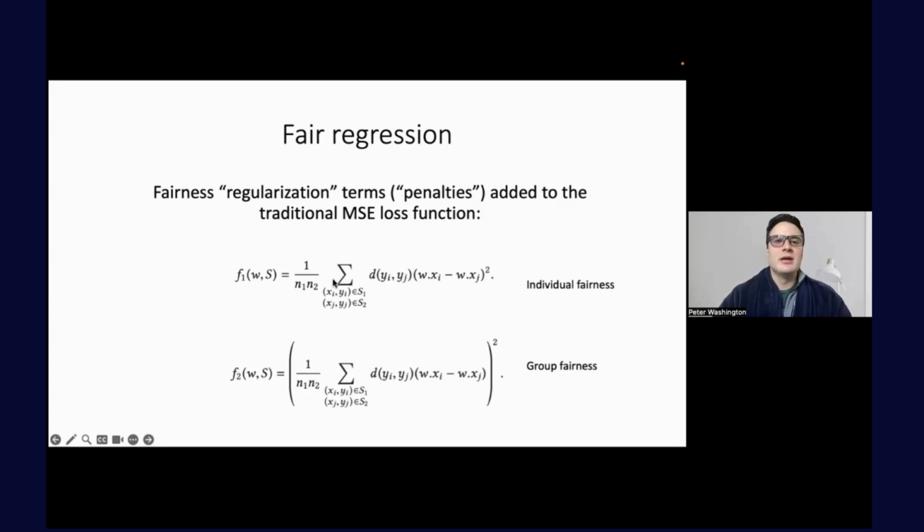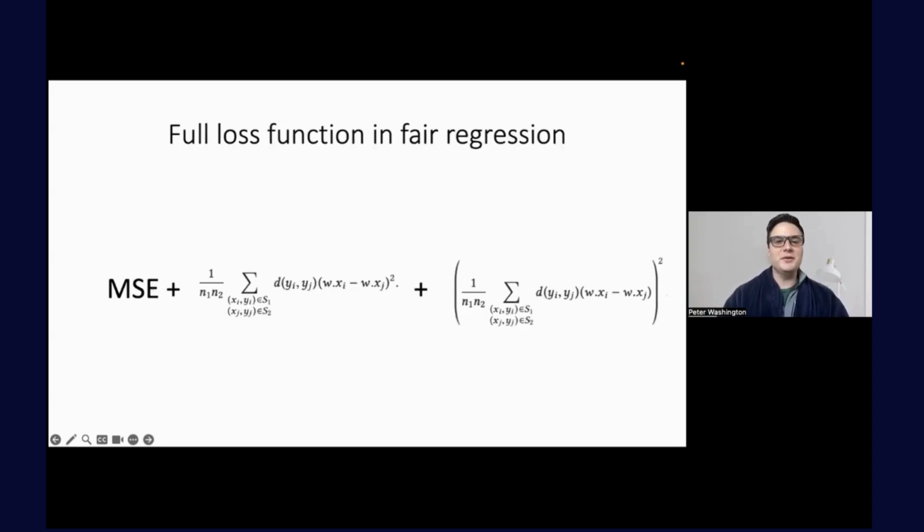Essentially, we can define mathematically a particular definition of fairness. So I showed you a bunch of definitions of fairness. You can encode that mathematically using a differentiable convex term and put that in the loss function. And then you could say our full loss function is equal to whatever our loss function was before. So for example, for regression, mean squared error, but then we're adding penalization terms for bias.